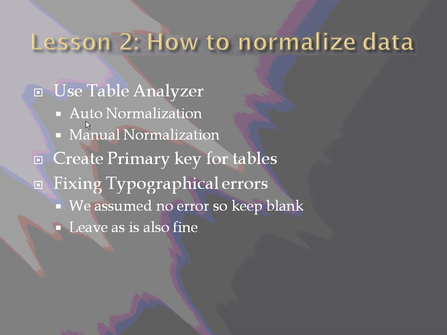Table analyzer gives two options to normalize. One is auto normalization, another is manual normalization. Auto normalization will divide the one table into multiple tables automatically based on some assumptions. Practically we will be using the manual normalization here. I think we can also cover the primary key for tables. When we normalize the data, we will get different tables, and for each table we can define a primary key for that particular table.